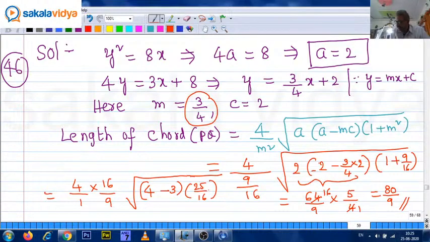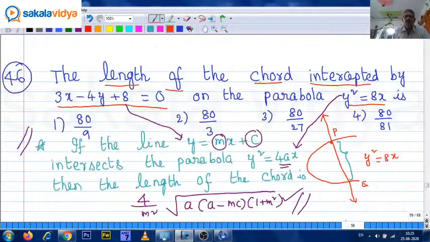Which is the right option? So let me check. First option is the right option. Am I correct now? First option is the right option.